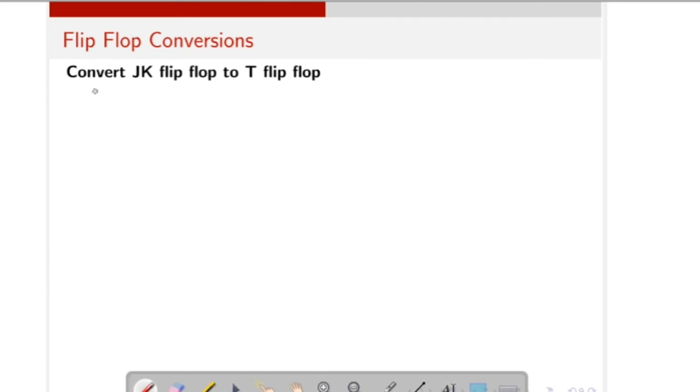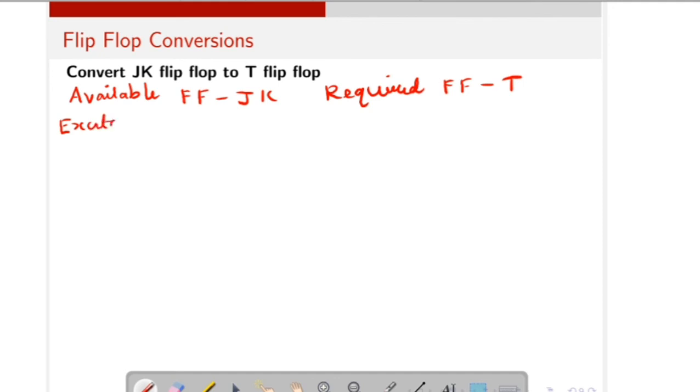Our next problem is convert JK flip-flop to T flip-flop. So here the available flip-flop is JK and the required flip-flop is T, right? So next we can draw the excitation table of the available flip-flop. So excitation table of JK.